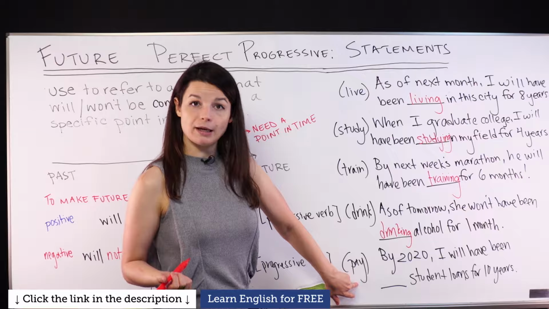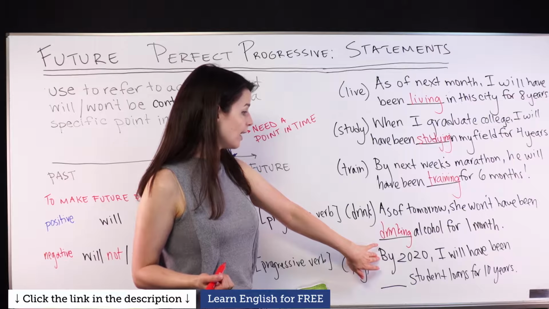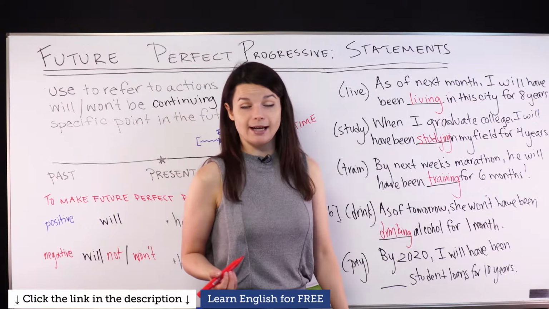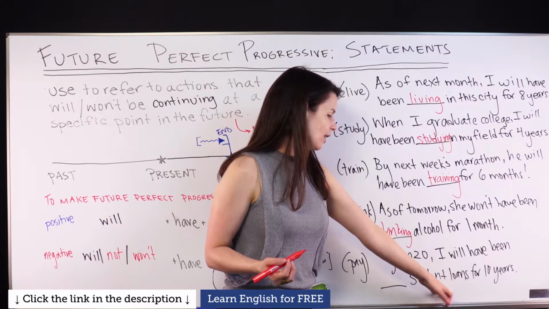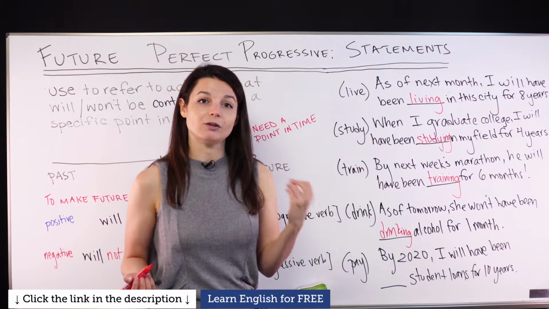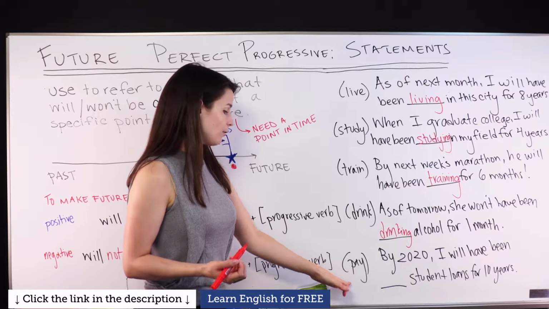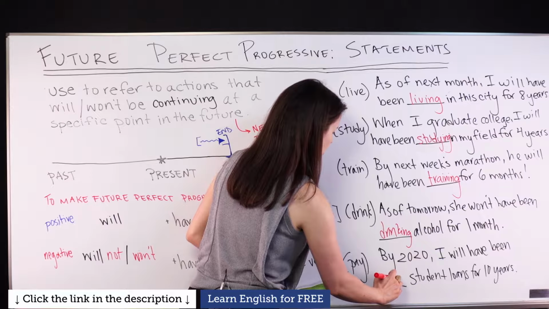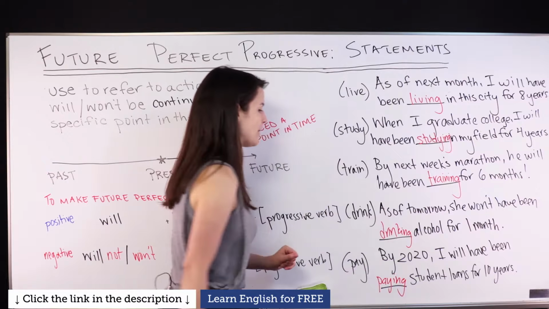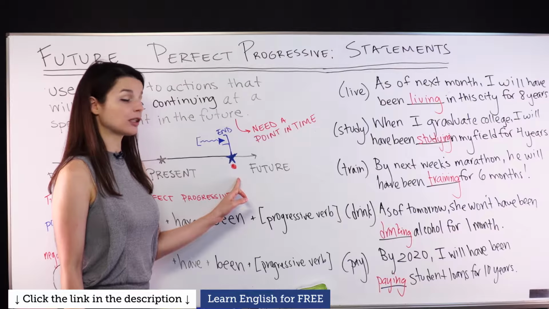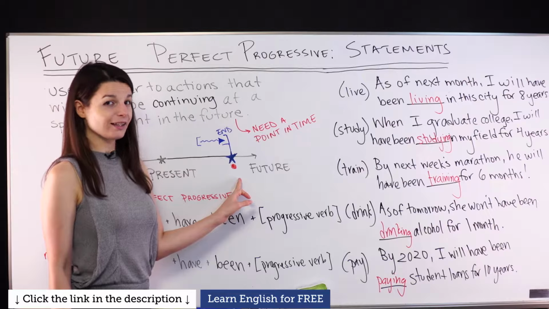Okay, let's continue on with one more kind of more typical example here. The verb is pay. So by 2020, I will have been something student loans for 10 years. Student loans, that's money that we receive in order to go to university or to college. So the verb is pay. So we will use paying, the progressive form. By 2020, I will have been paying student loans for 10 years.